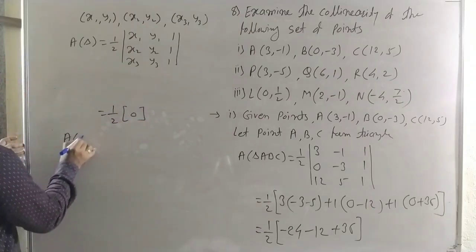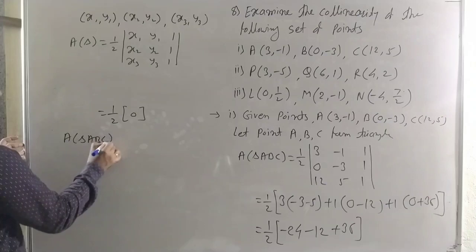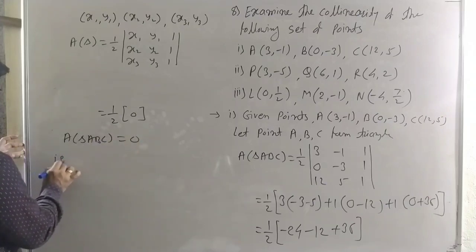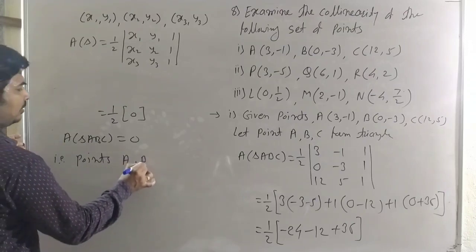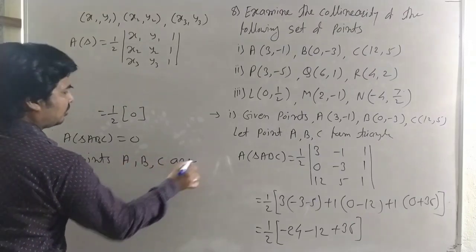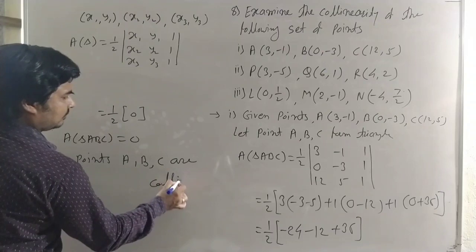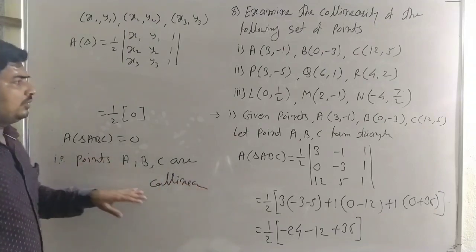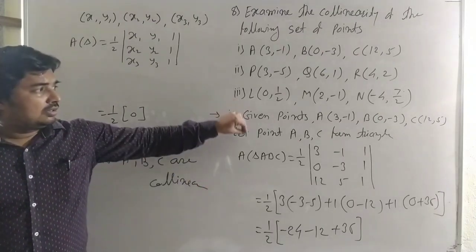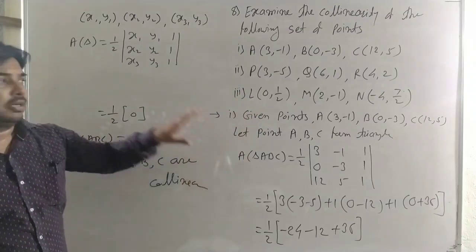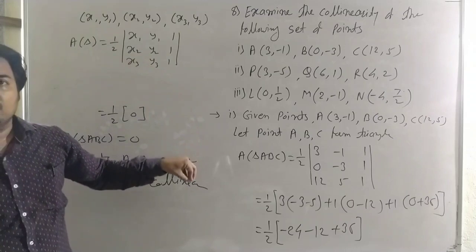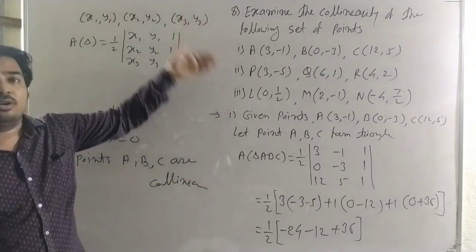Then this becomes 0, and the area of triangle ABC is equal to 0, and that means points A, B and C are collinear. Collinear means the points A, B, C do not form a triangle. By using the condition of the area of the triangle, we can check the collinearity of these points.